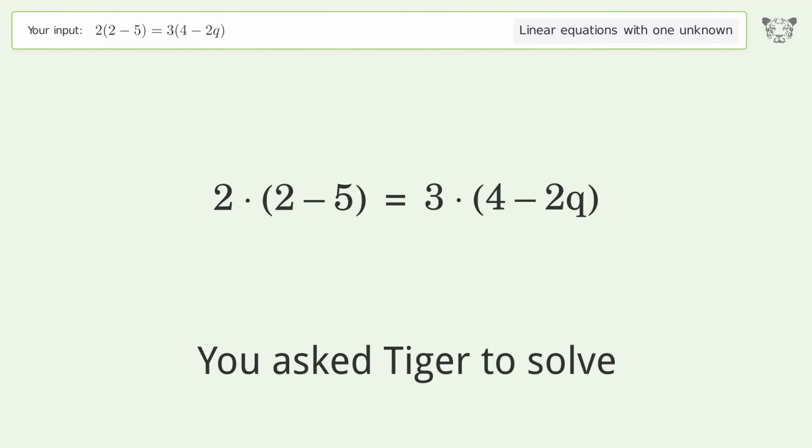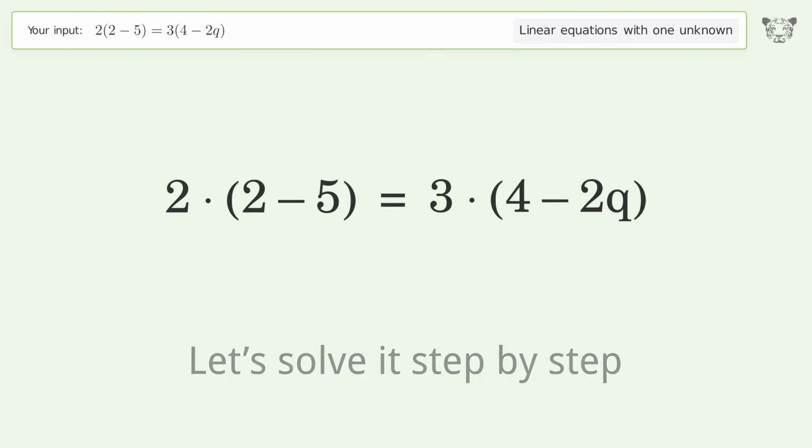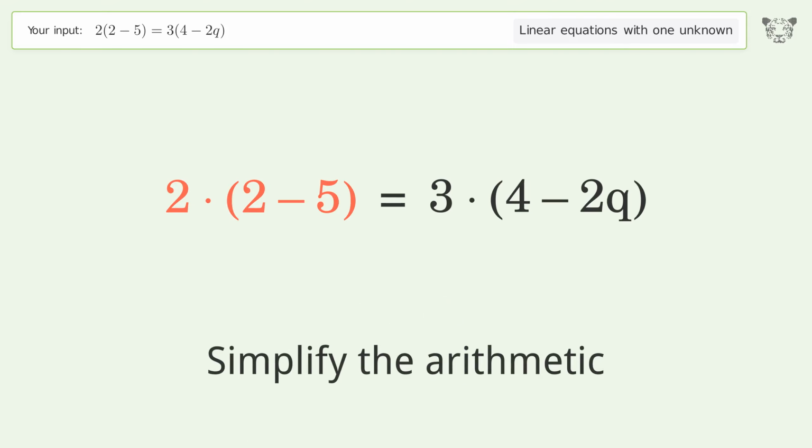You ask Tiger to solve. This deals with linear equations with one unknown. The final result is q equals 3. Let's solve it step by step. Simplify the expression. Simplify the arithmetic.